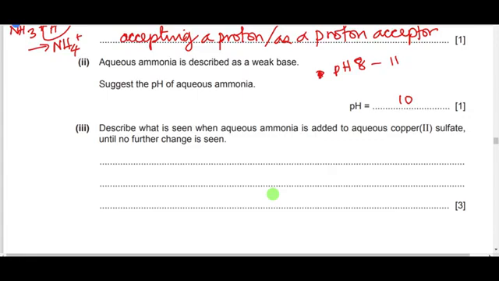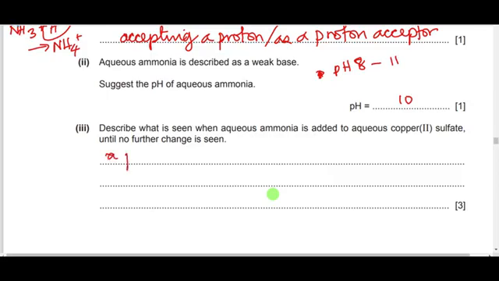So describe what is seen when aqueous ammonia is added to aqueous copper 2 sulfate until no further change is seen. Now, the addition will start in drops, right? So when you add aqueous ammonia to aqueous copper 2 sulfate, it drops, right?